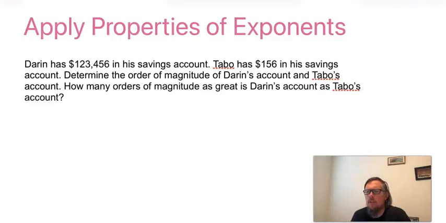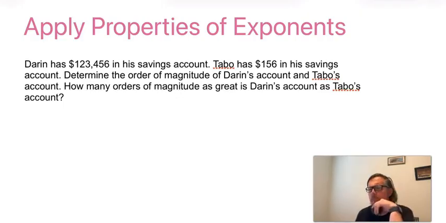Darren has $123,456 in his savings account. Tabo has $156 in his savings account. I feel you, Tabo. Determine the order of magnitude of Darren's account and Tabo's account. How many orders of magnitude as great is Darren's account as Tabo's account?